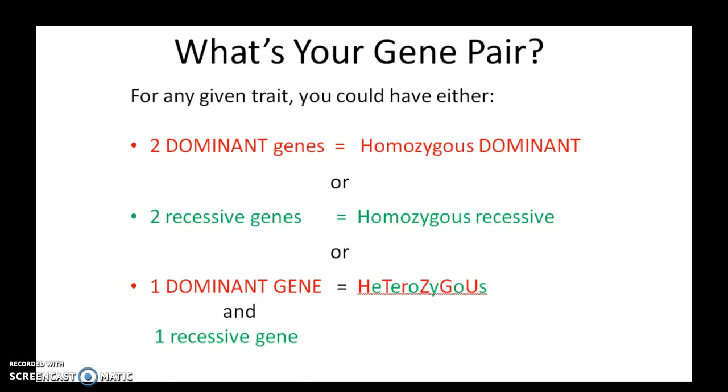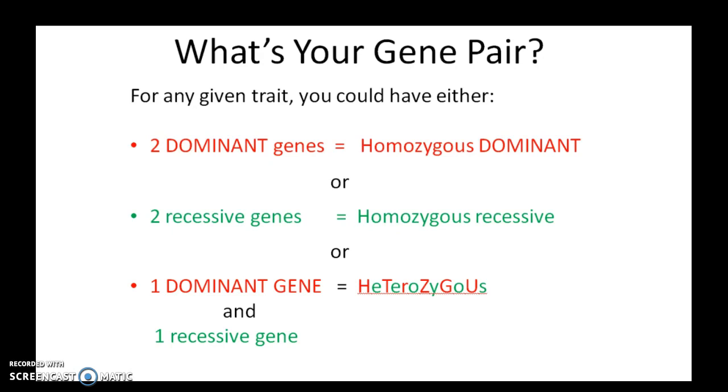So then we get into this idea of gene pair. If you have a pair of genes from mom and dad that you've gotten from your parents, we're going to name those genes because it's science and that's what we do. So if you have two dominant genes, we're going to say that that is homozygous dominant because homo means same. So you have two genes that are the same and they are both dominant genes. If you have two recessive genes, we call that homozygous recessive. Homo, once again, means the same, so we have two that are the same, and they are both recessive.